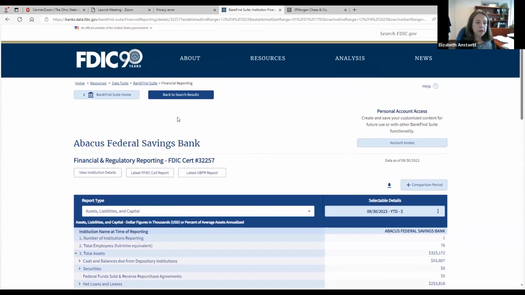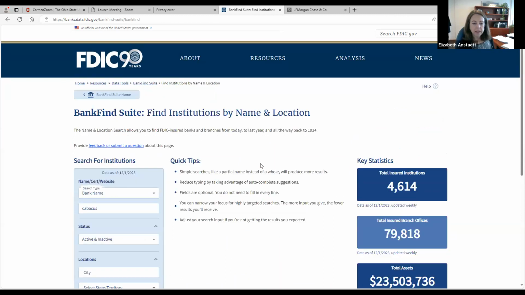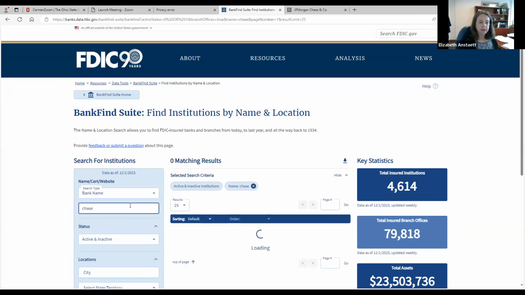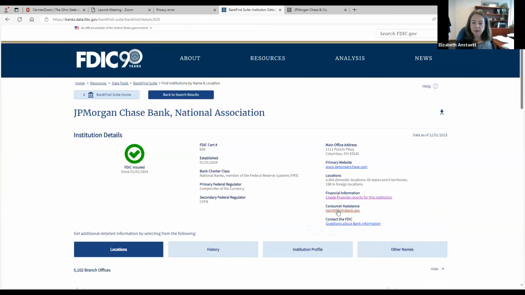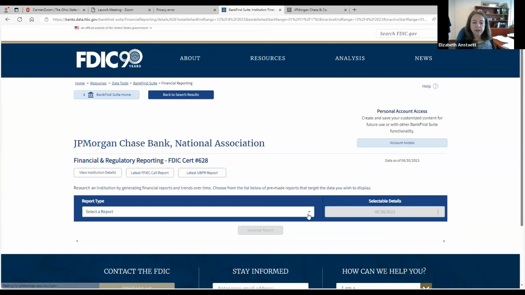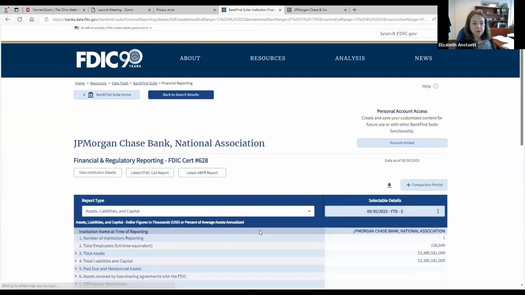Now, if we want to compare with a larger institution such as Chase, we can go back and do the same thing for Chase here. Just put in Chase's name, do this for the details, we go to the financial information, and we can generate a report. And you can do this for your own bank.